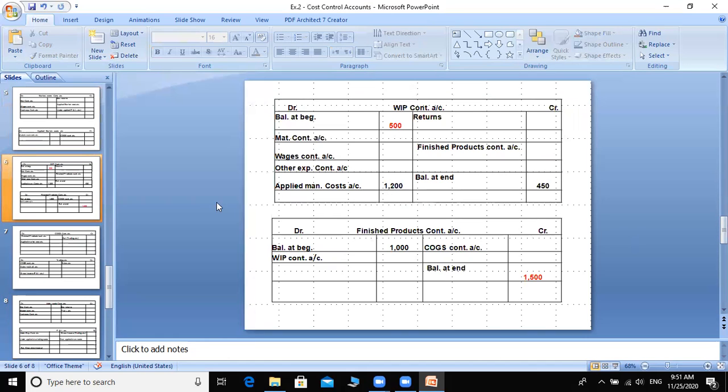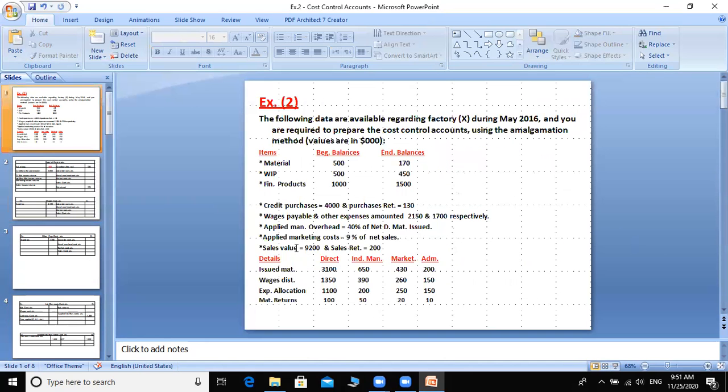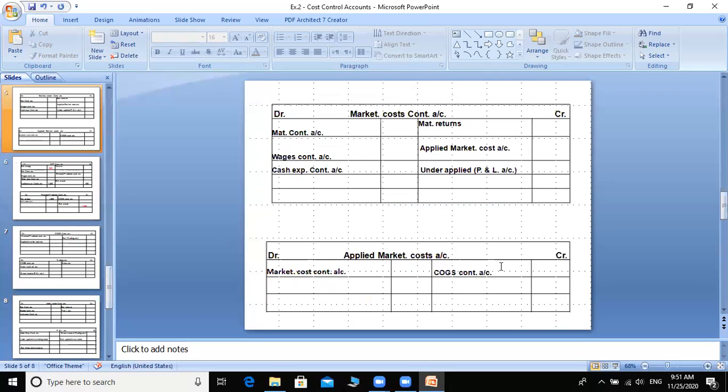We come back again to the case. He told me that applied marketing cost 9% of net sales. Sales equal 9,200, but there is sales return of 200. So 9,200 minus 200 gives 9,000. Times 9%, it gives 810. This is applied marketing. Where is applied marketing? This is applied marketing cost. How much? I said 810. So here, 810, and will affect the marketing cost as actual, 810.